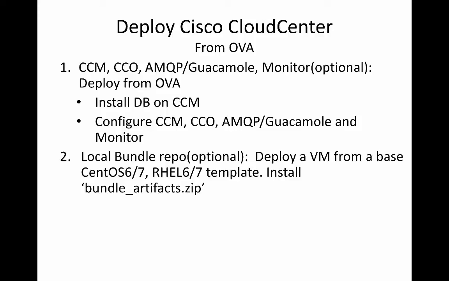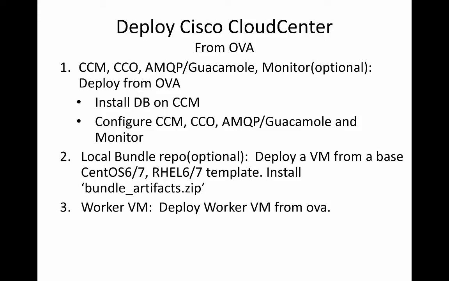Then this is talking about the local bundles repo, which is optional again. You could use cdn.cliqr.com, but if you want your own, you could deploy a VM from the base operating system and install that bundle artifact.zip, which you downloaded from the Cisco website. And then for the worker VM, you could deploy the VM that I showed on support.cisco.com, or a custom image. You could install the management agent on top of that also.